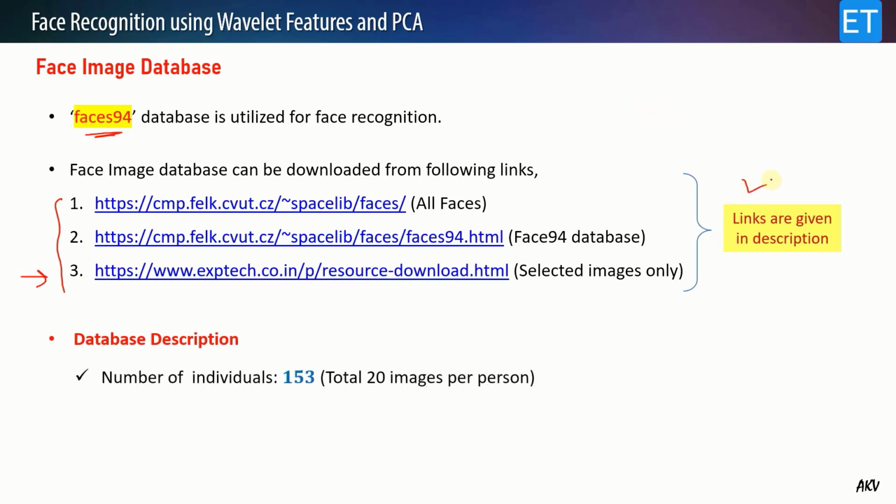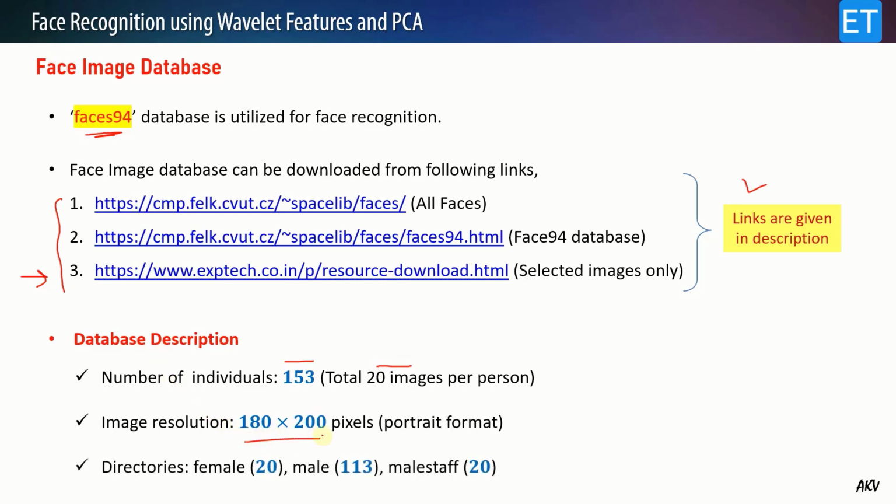Now let's see what is inside the database. So in the database we have actually the total 153 persons, and 20 images per person are given. The resolution of image is 180 by 200 pixels in portrait format. And if you unzip this, when you download, this will be in the zip format. So when you unzip it, you will get the 3 folders by the name female, male, and the male staff. And these are the number of persons which are included in following folders. I mean 20 females are there and 113 males are there.